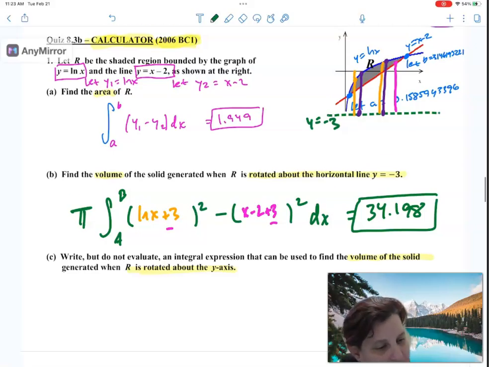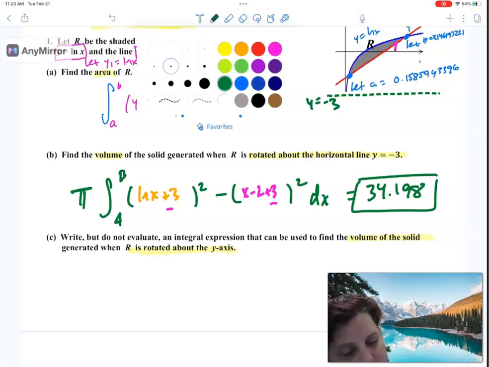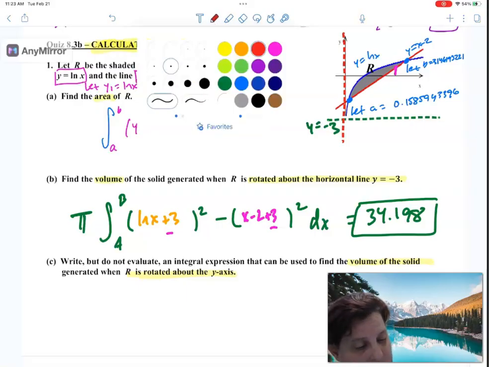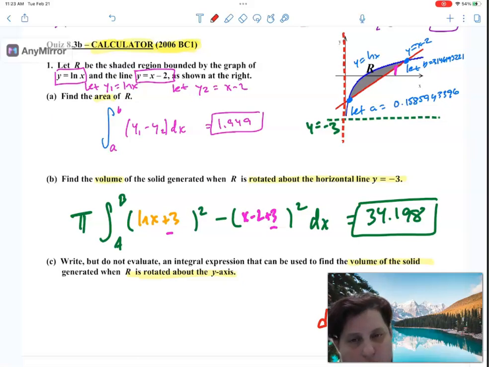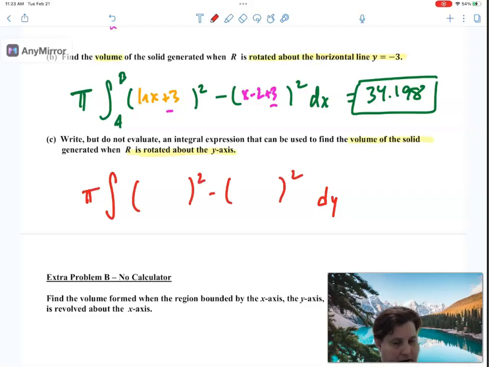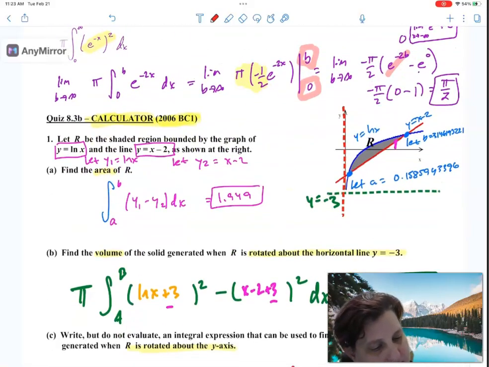Now what we're going to do is take this same solid, but rotate it around the y-axis. This is a totally different thing because now in the middle of the problem, we're switching to a dy, so that seems a little bit tricky. We're still rotating it, so it's pi, and then outer radius squared minus inner radius squared. But we have to figure out what the outer and inner radii are. Now, check it out.